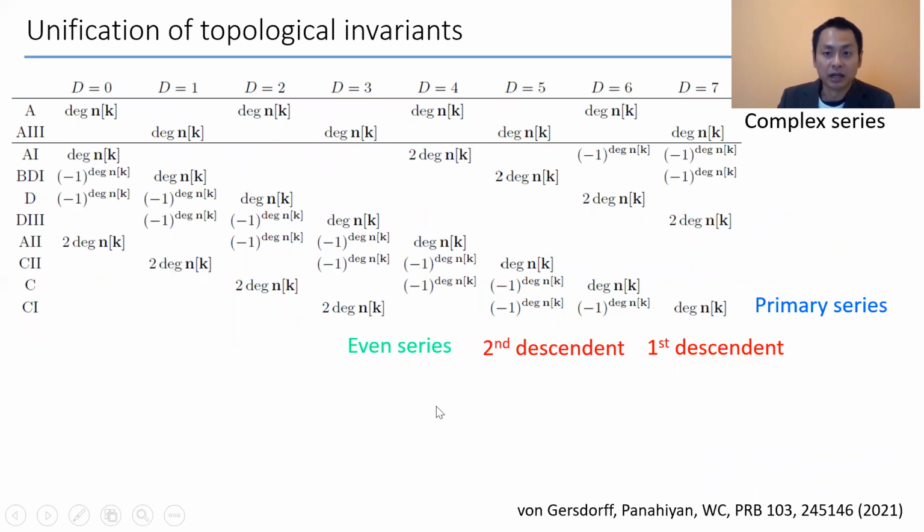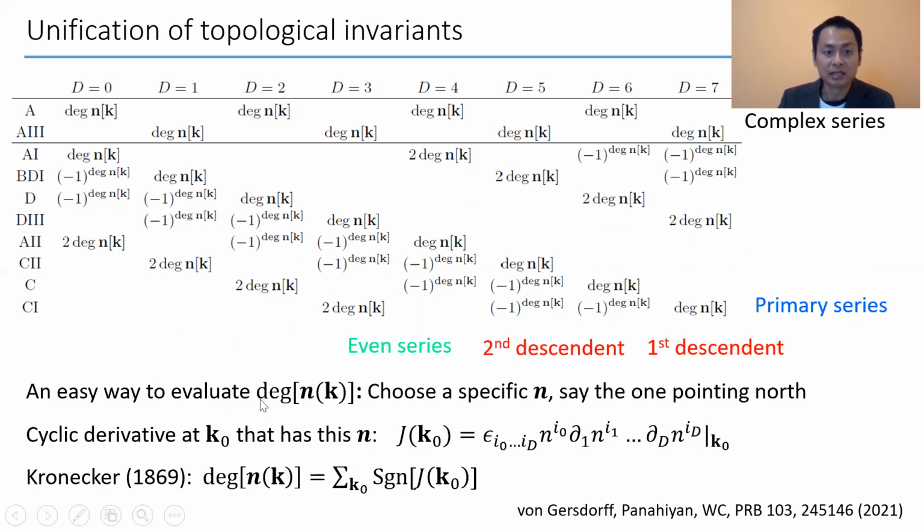So now this comes to our main result. All the topological invariants on this periodic table, which once again repeats itself every 8 dimensions, can be written in this very nice form, where all the topological invariants are just expressed in terms of this wrapping number, the degree of the map. Whether it's integer, even numbers, or binaries, they can all be expressed in this universal topological invariant. Moreover, we propose an easy way to evaluate this degree of the map.